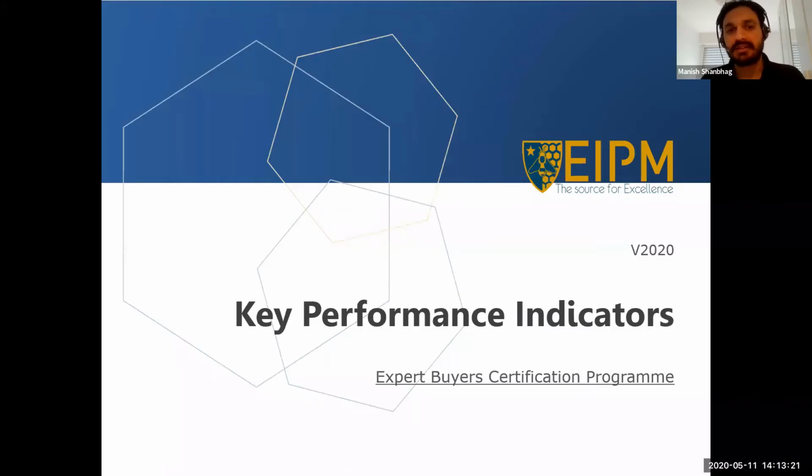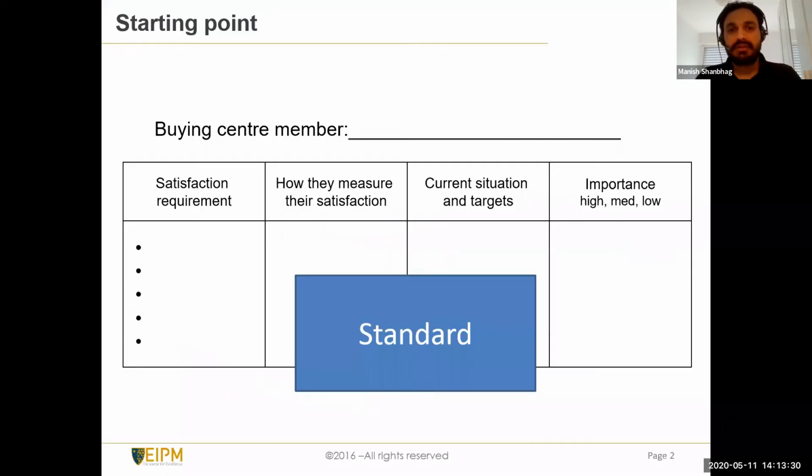There is a cost TCO and cost breakdown that we did last week. And today we are going to look at key performance indicators. Okay, so we're going to jump straight into it. One of the key things, again, of key performance indicators, a good starting point.